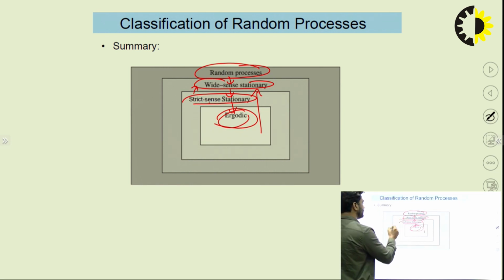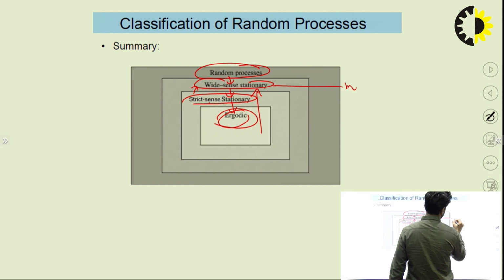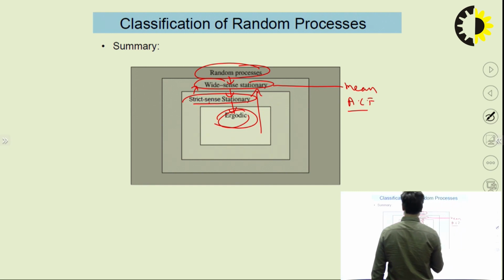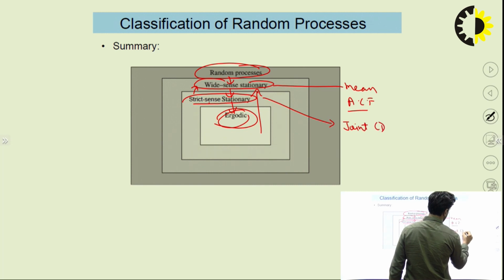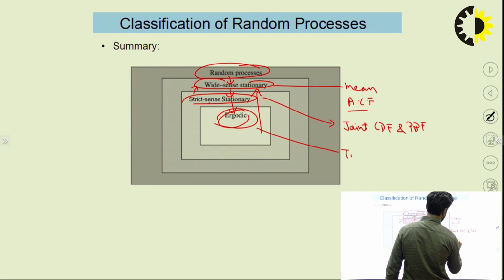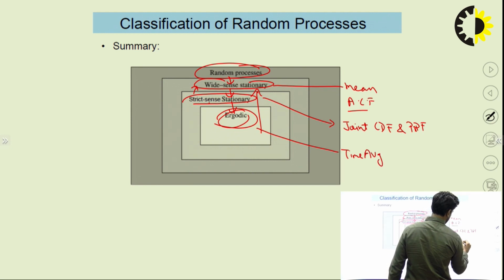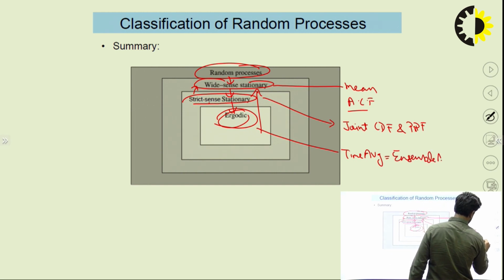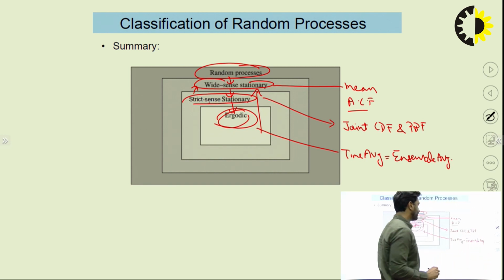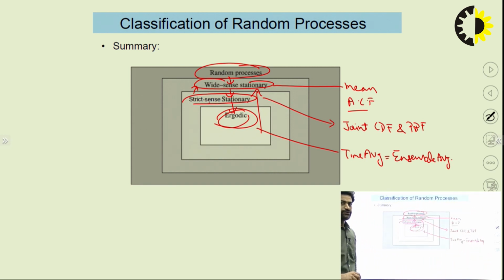For WSS, as I have mentioned, you have to find out the mean and ACF, right? For strict sense stationary, you have to find out the joint CDF and PDF. For the ergodic, you have to find out whether the time averages are equal to your ensemble averages. Then it's an ergodic process. Now we will do one example for this WSS process.